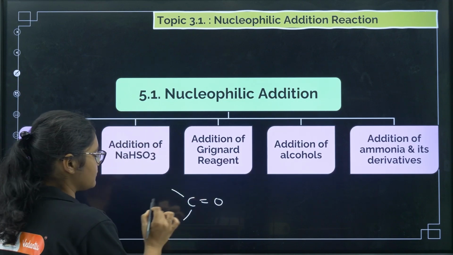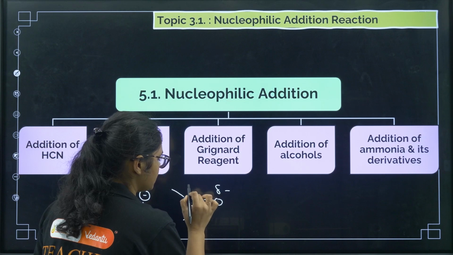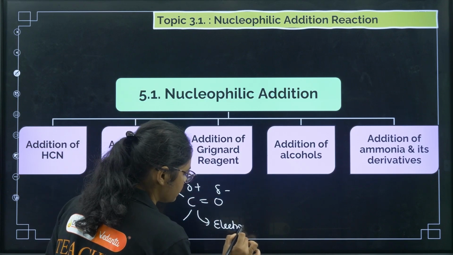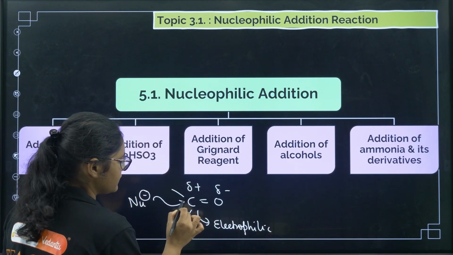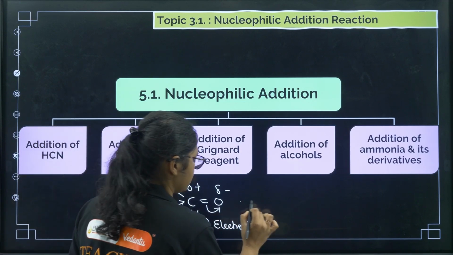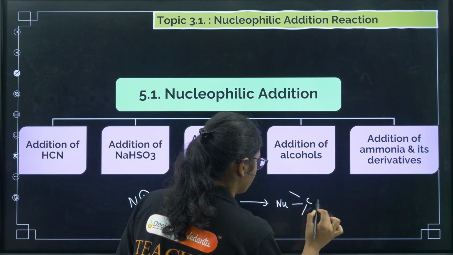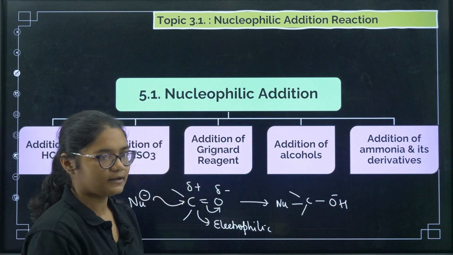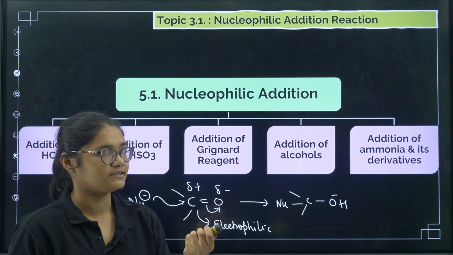Now see, this is any carbonyl compound and this is a nucleophile. As we have discussed, this is delta minus, this is delta plus. So this carbon is electrophilic in nature, right? So obviously this nucleophile will attack this carbon, and this bond will shift here. So we will get C with Nu here, and this O minus will get hydrolysed to give you OH. Clear? This is the general mechanism. Now let us start with these 5 nucleophilic addition reactions.